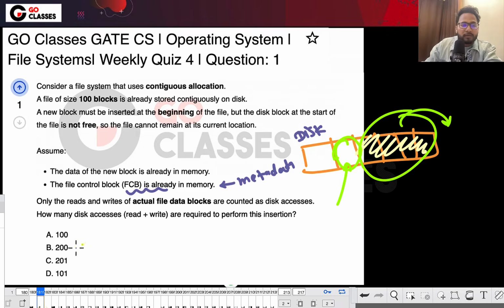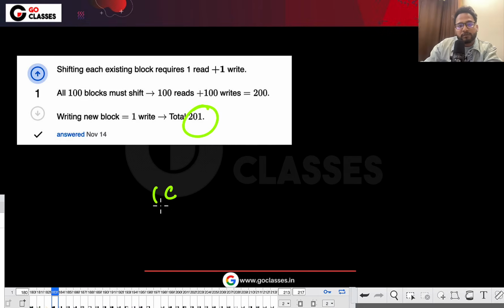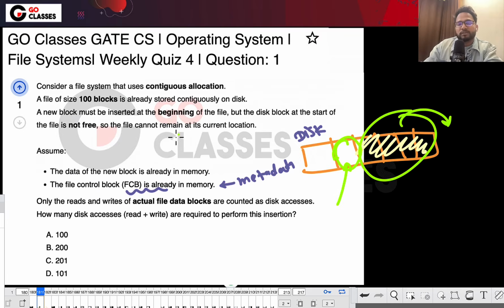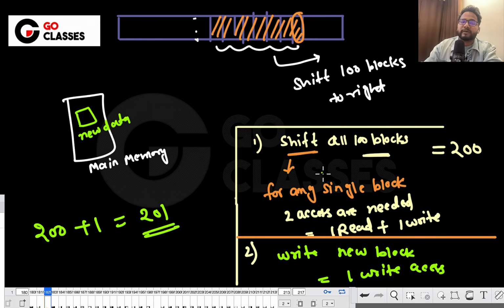So here you can see C is the correct answer. For the 100 block shift, 100 reads and 100 writes make 200, and writing the new block is one more write access. That's how you can solve this question. I hope you understood. This is an easy question. At first it might look tough, but once you understand what is read and what is write, you will find it easy. For shifting, you have to bring the block into the main memory and then write it, so for every shift you need two accesses, one read and one write. So you shift all of this and then insert one here, right?